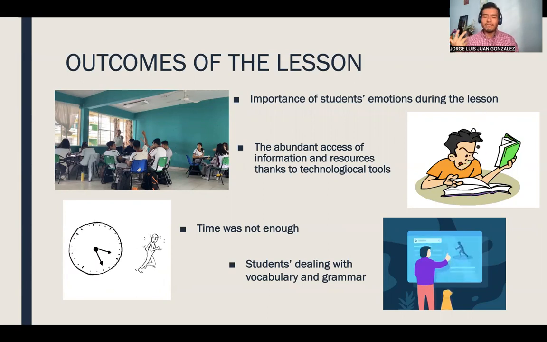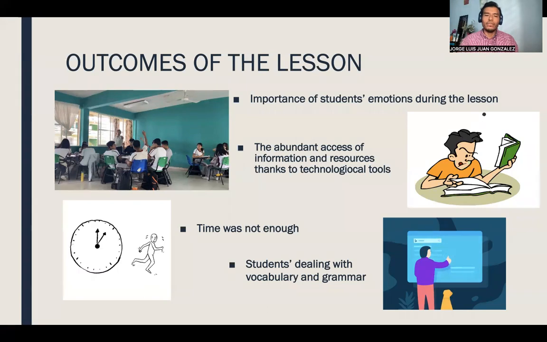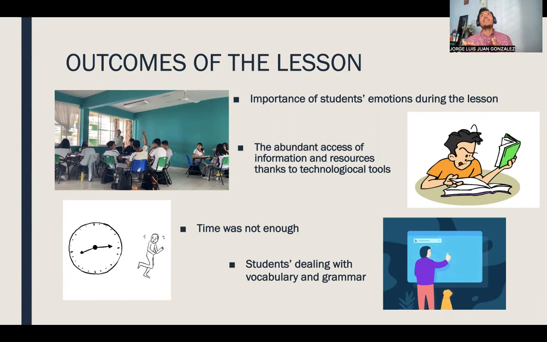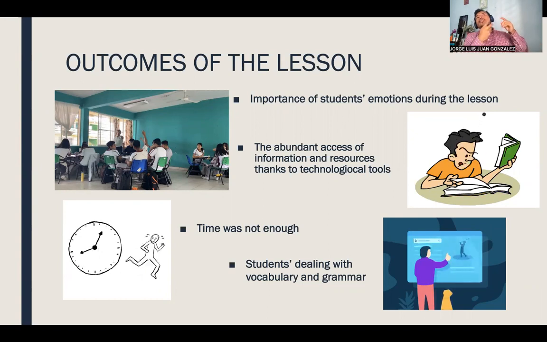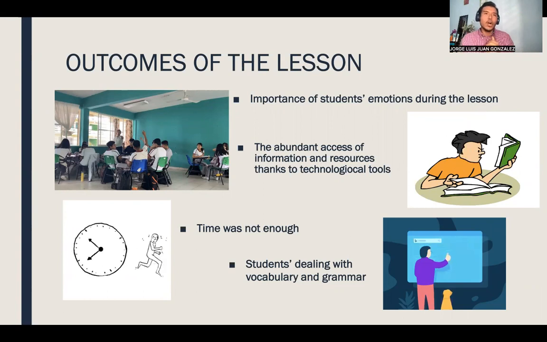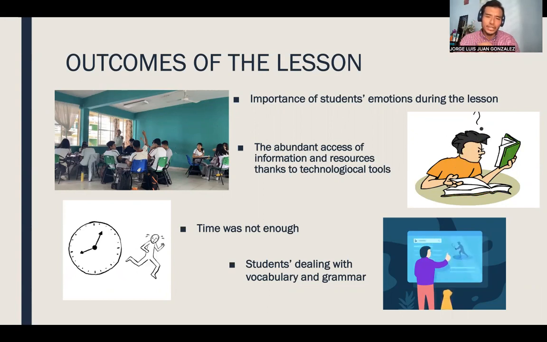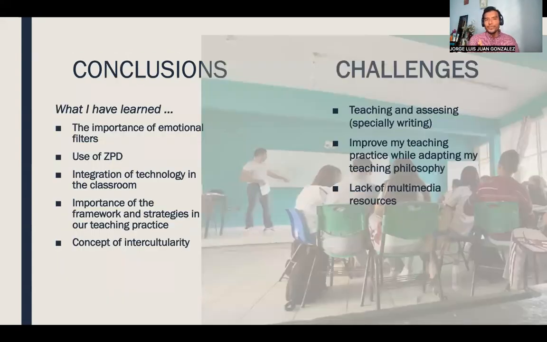The aspect number three, unfortunately, 50 minutes is not enough. I would like to do more things, but sadly, time was not enough. Finally, the students are still dealing with vocabulary and grammar. They do not have the background of grammar to do more complex things in their outcomes. They were looking again for vocabulary and how to correct their spelling, but my main focus was that the students put emphasis on writing. Probably, it was not the best piece of article, but it was good. It was okay.